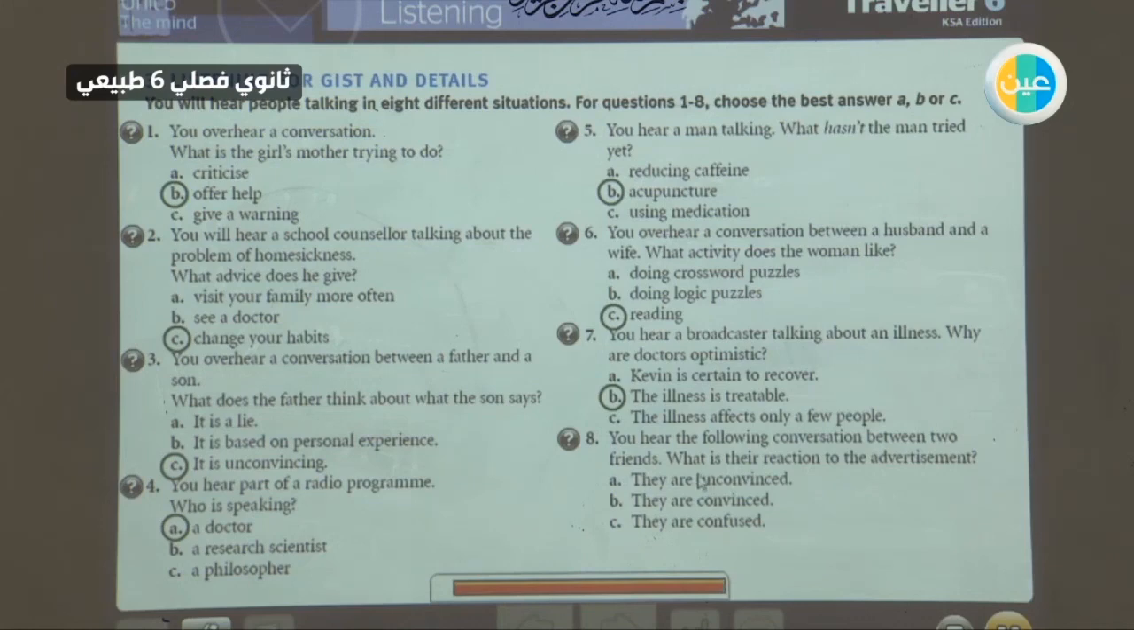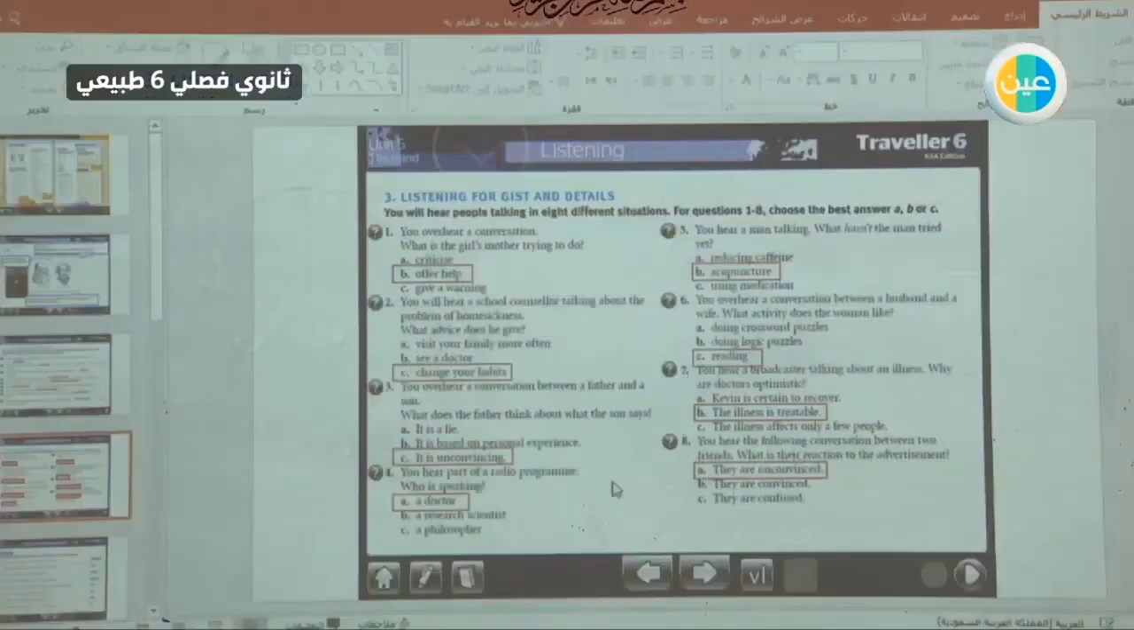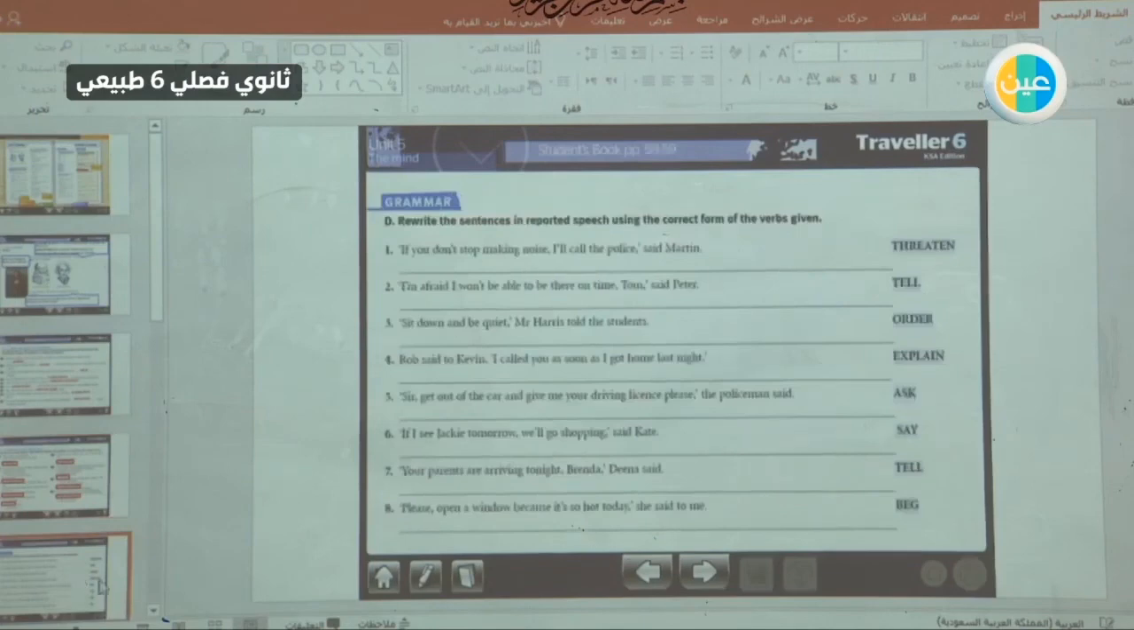So what do they think about the advertisement? They think that it is unconvincing. They cannot believe that. That's it for the lesson, which is related to our lesson today.